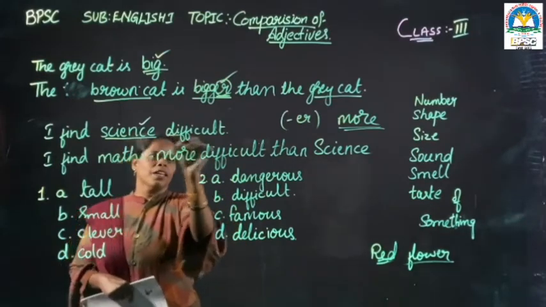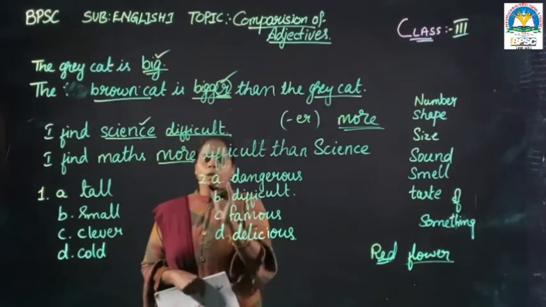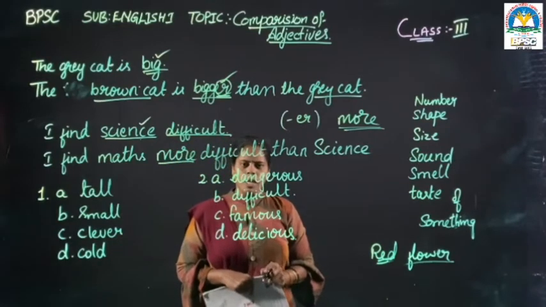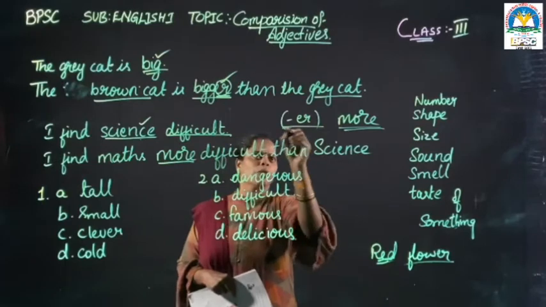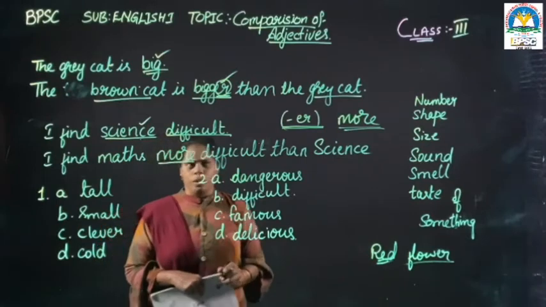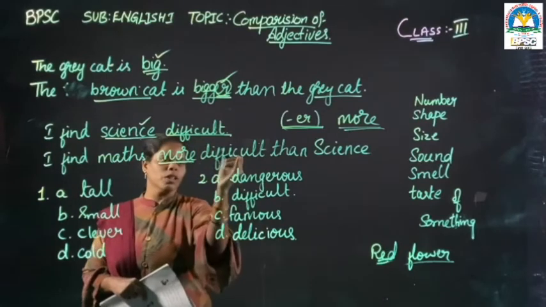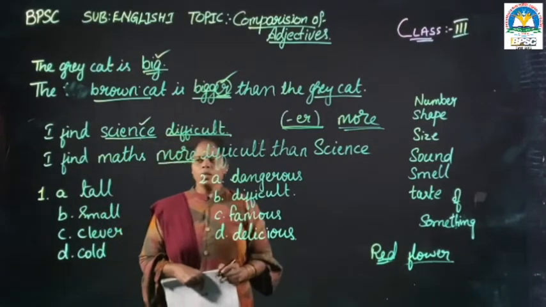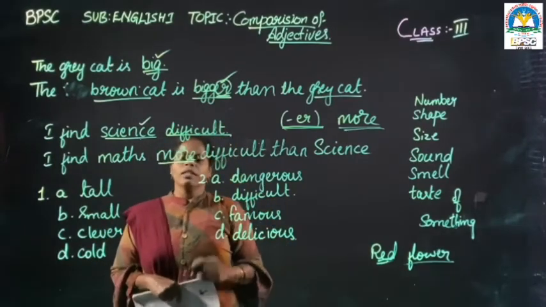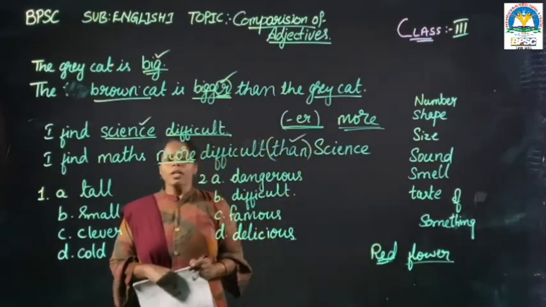In this sentence, difficult is there. It is a long adjective. So what you have to do? Add more before the adjective. So here, more difficult. Okay. So for some adjectives you have to add er, and for some other adjectives you add more. Er you add after the word, and more you write before the adjective. So in a sentence, when you compare and write bigger, more difficult, then you have to use than compulsorily.